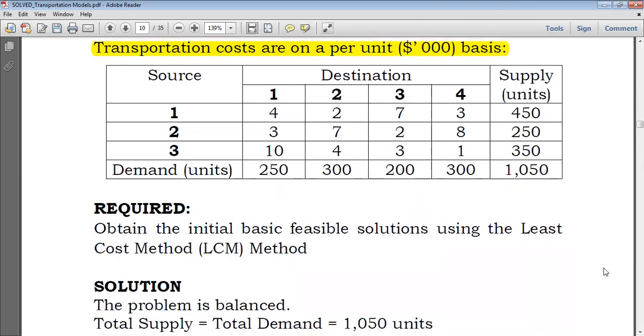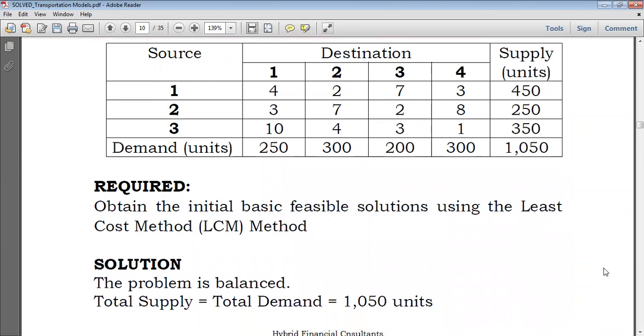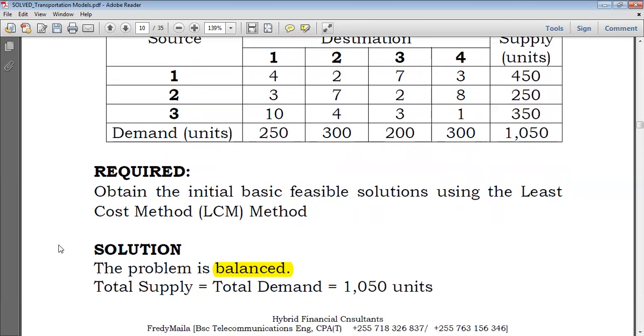So first of all, you should check whether the problem is balanced or not. In our case here, the problem is balanced. Why? Because total supply equals total demand. Supply is down here, 450 plus 250 plus 350, you obtain 1050. And then as for demand, 250 plus 300 plus 200 plus 300, you also obtain 1050. So obtaining this shows that the problem is balanced, and then you can proceed further.